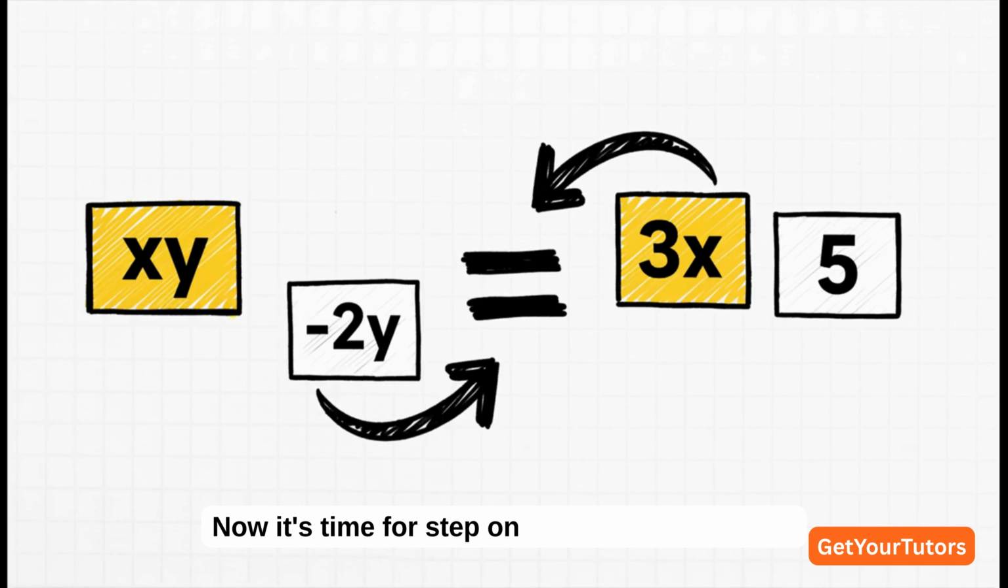Now it's time for step 1 of our combo move, collect. Our goal is simple. Get everything with an x on the left side and everything else over to the right. So we just shuffle things around a bit, and now look at that. All the x terms are huddled together.